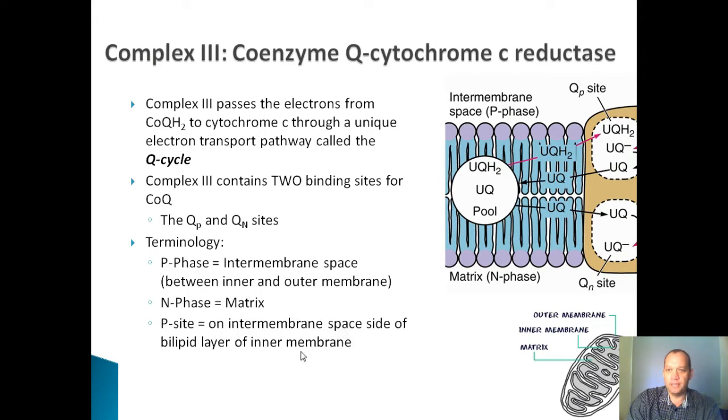And we then define the P site, or QP site, as the site which is on the intermembrane space side of the lipid bilayer of the inner membrane, and the N site is the matrix side of the lipid bilayer of the inner membrane. So in other words, when we talk about the QP site, that is the binding site for coenzyme Q on the P side, which is closer to the intermembrane space, and the QN site would be the binding site for coenzyme Q closer to the matrix side of the complex.